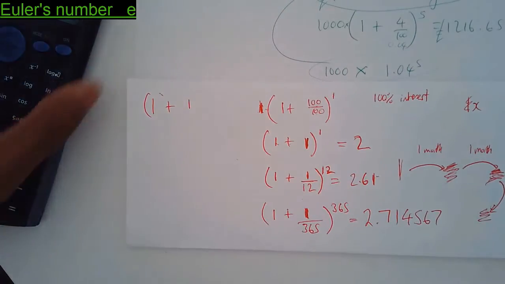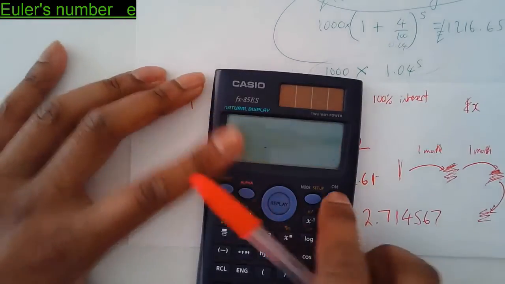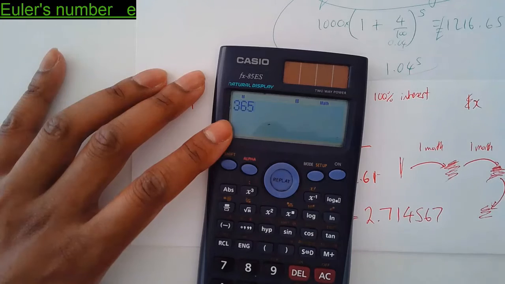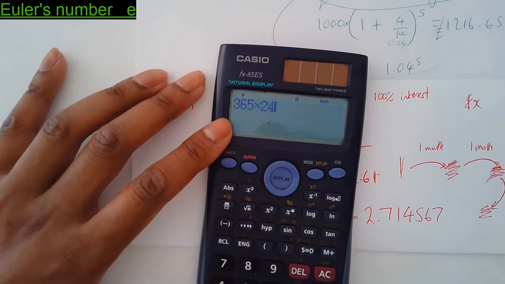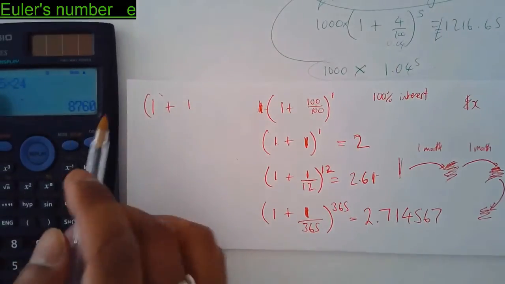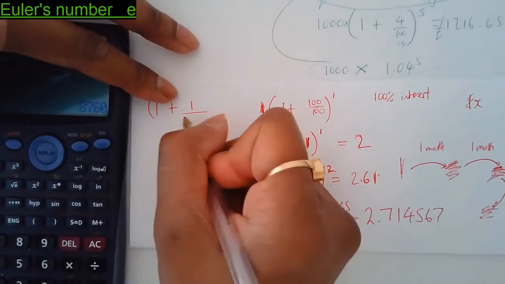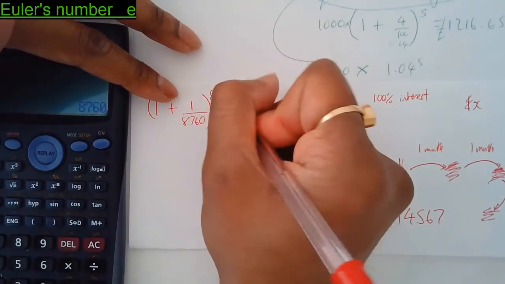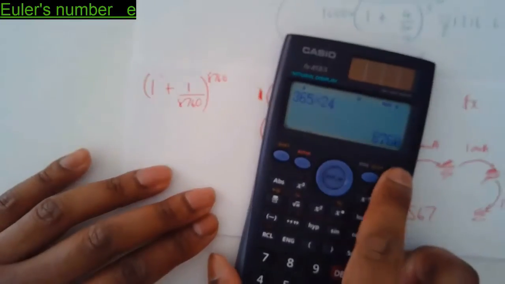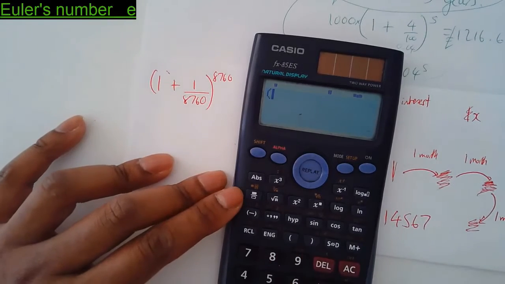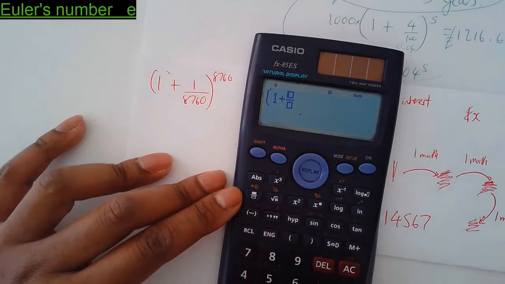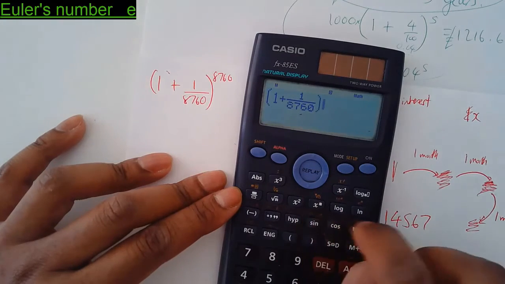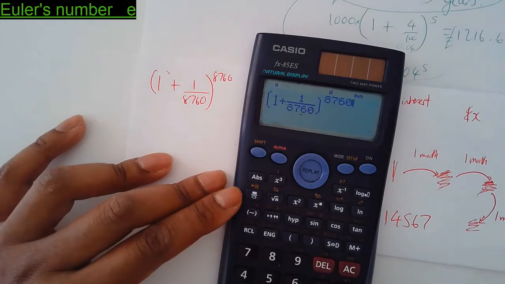So we need to figure out how many hours there are in a year. Well, there are 365 days in a year. Each day is 24 hours. That's how many hours there are in a year. Right, let's see what happens now. To the power of 8760.